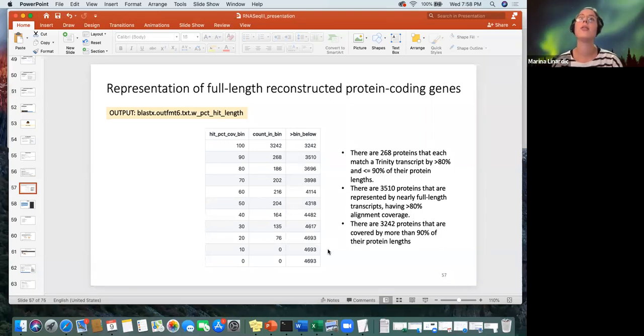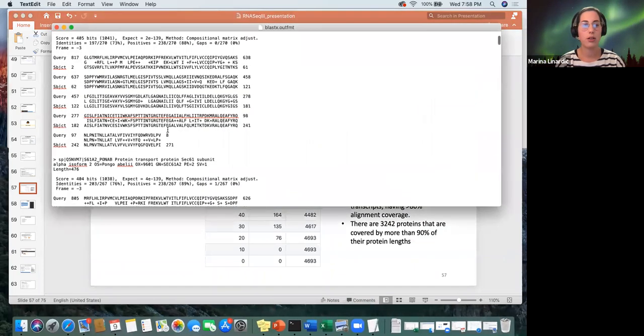Let me just see the question. Does the output specify which version of the protein sequences are being used? What do you mean about version? I'm not sure what you refer to by version of the protein sequence. Possibly. I'm actually not 100% sure.